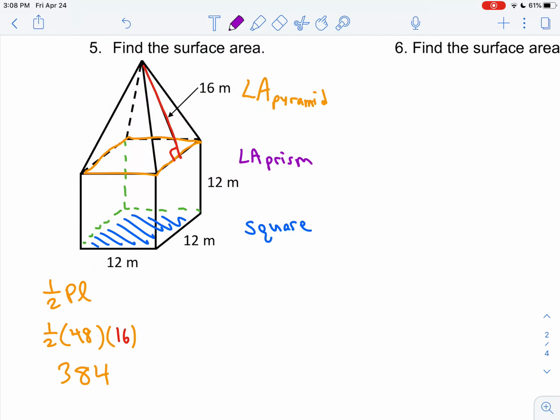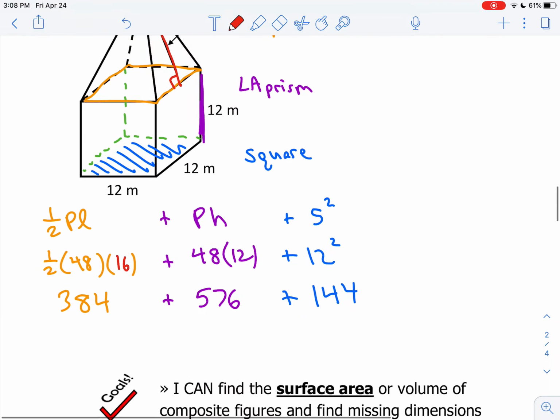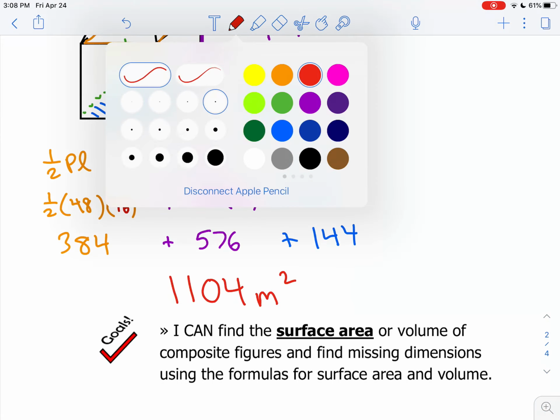Beautiful. All right, so now our lateral area of the prism is going to give us 4 squares. Your formula sheet says pH. So that's the same perimeter that we already found, 48. And then the height is going to be this guy right here, which is 12. And so now grab the calculator, 5, 7, 6. And then our square, that's on our chapter 10 formula sheet, s squared, 12 squared, 144. Let's finish in red again. Add those together, 1104 meters squared. Awesome.